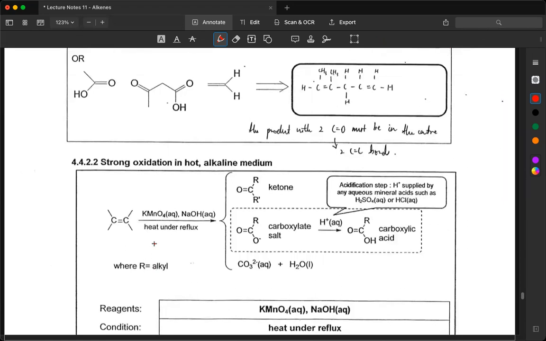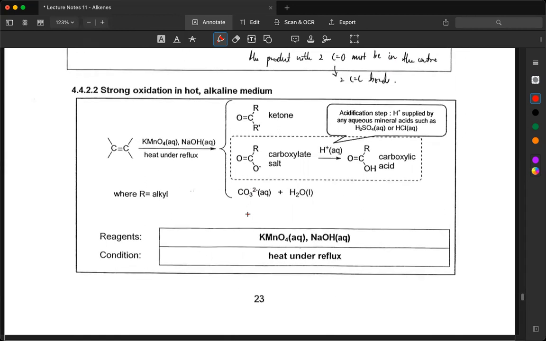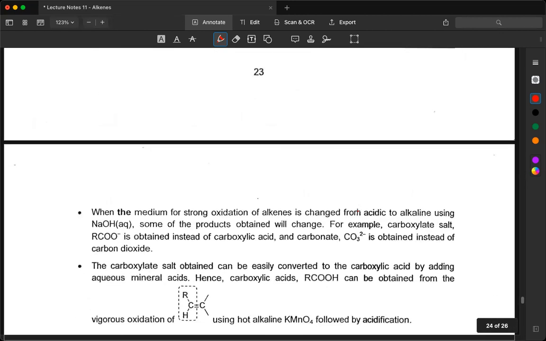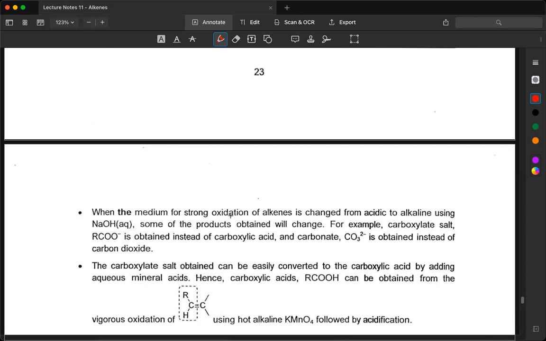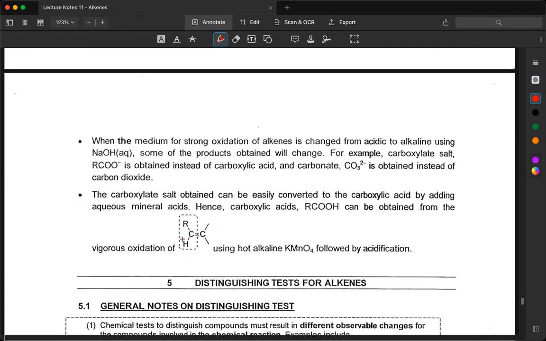Now, we have strong oxidation in hot alkaline medium. Then we will form a ketone, carboxylate salt with acid to produce OH and carbonate ion or water. Because it's alkaline, it will become CO3 2-, because the H plus reacts with the alkaline. The CO2 reacts with the alkaline to form CO3 2-. So when the medium for the strong oxidation of alkene is changed from acidic to alkaline, some of the products will change. The carbonate ion is formed instead of carbon dioxide and you form RCOO minus instead, the carboxylate salt. But you can convert this to carboxylic acid easily by using acid.